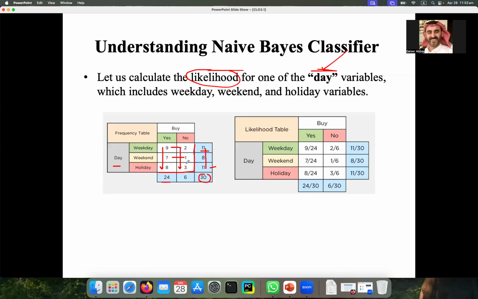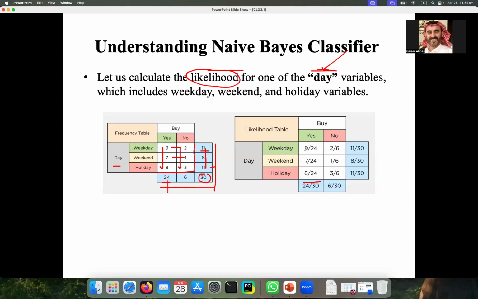This is the count of different entries that you are identifying in the database and then writing here. So this is only the count. Now we have to convert this count into likelihood, into probabilities. How can you do that? So here it is 24. So 24 divided by 30, the total number.